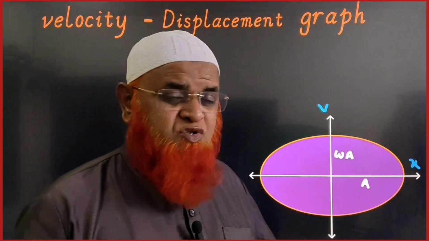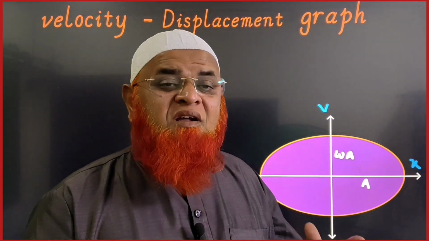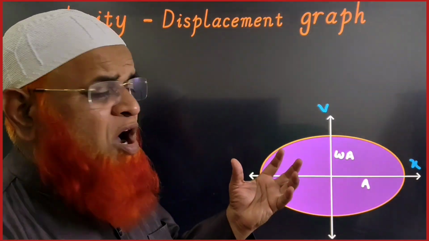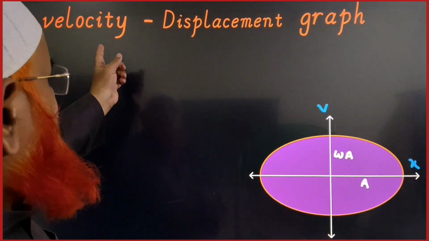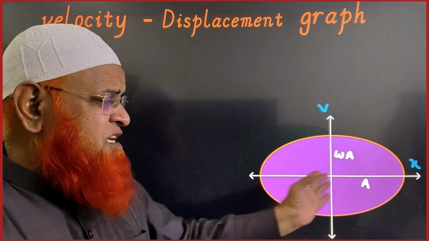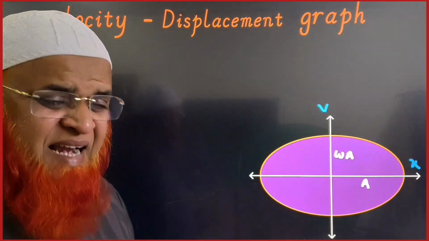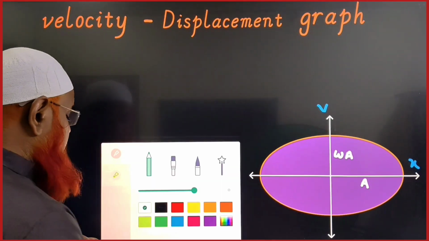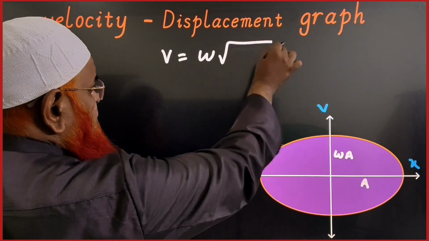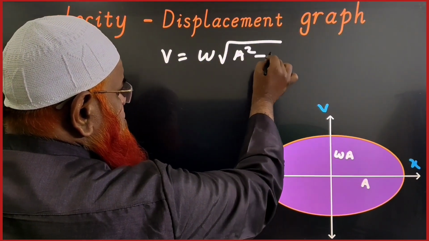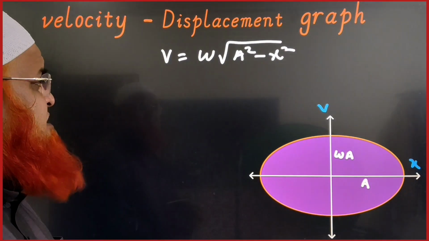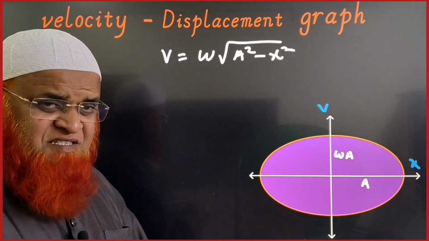That's it. My dear students, today I am going to discuss the oscillations chapter, in which a small concept is there which is called the velocity displacement graph. Velocity is along the y-axis and displacement along the x-axis. Let me discuss this graph. You are very much familiar with this equation, that is v is equal to omega square root of a square minus x square. This is a very familiar equation.